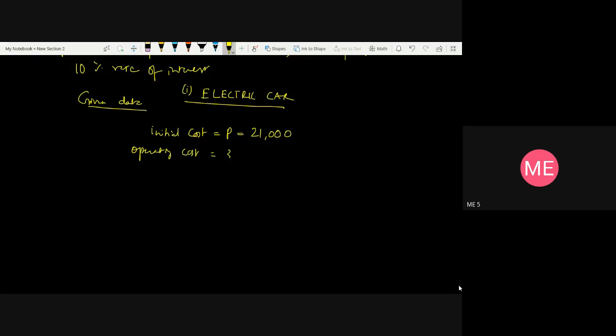Operating cost is 350 rupees per year, and there is an increase every year. That is the gradient, which is mentioned as rupees 50. And the salvage value of this vehicle is also given. How much is it? Rupees 6,500. So this is the data given.